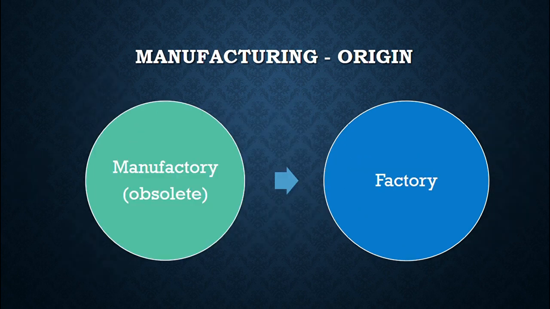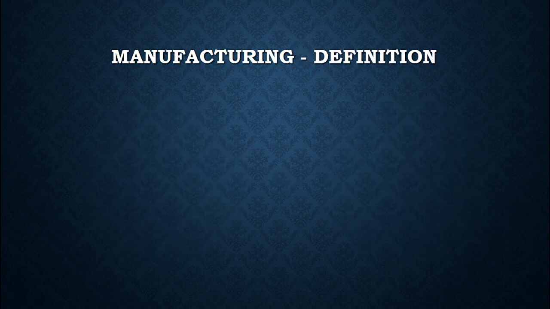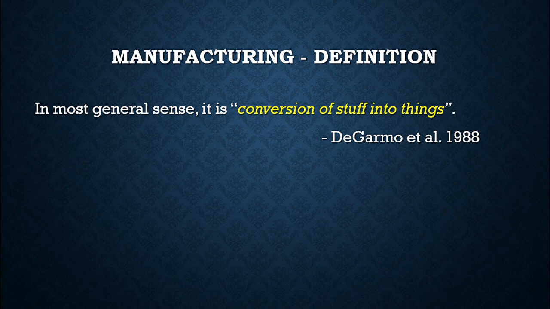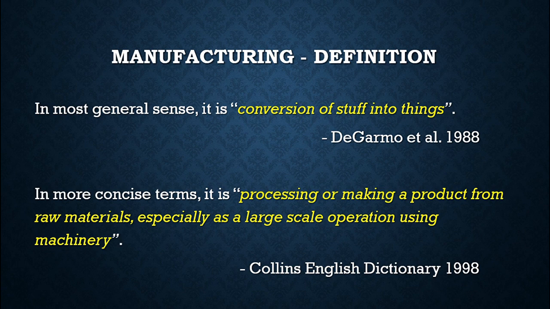Again, the word factory is also derived from the obsolete word manufactory. With the advent of machines, manu was asked to leave. Next, to define manufacturing in the most general sense or layman language, it is conversion of stuff into things. Going a bit more concise, Collins Dictionary defines manufacturing as processing or making a product from raw materials, especially as a large-scale operation using machinery.